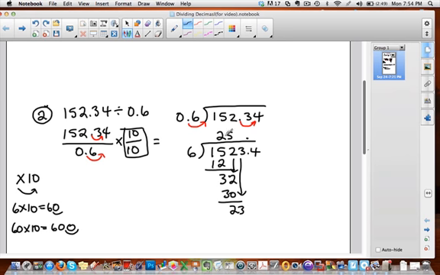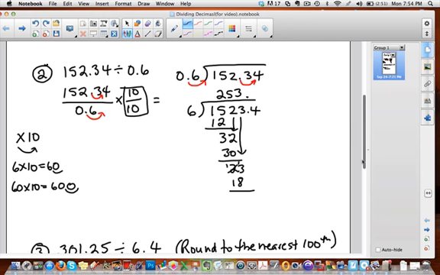Now remember, it makes a big difference where you put these numbers. You put the number on top of the last digit you're looking at. I'm looking at 3 here, so the number that I multiply 6 by is going to go right there. 6 times 4 is 24. That's too big. 6 times 3 is 18. Oh yeah, 18 is okay. So I have a remainder of 5.